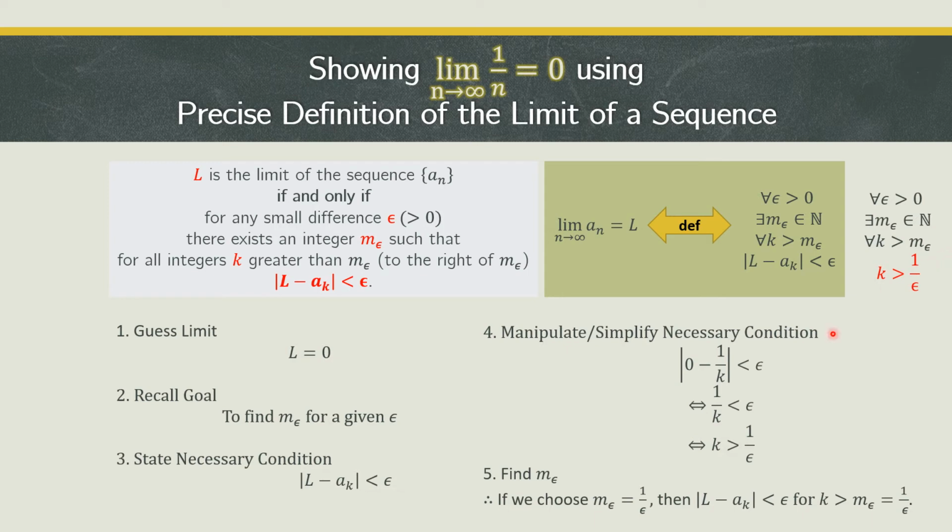And therefore, we have found our m sub epsilon. That means we just have to equate it with 1 over epsilon. And because we are able to find this m sub epsilon, then our guess is correct. In fact, the limit of this sequence is 0 because we are able to find this necessary m sub epsilon.